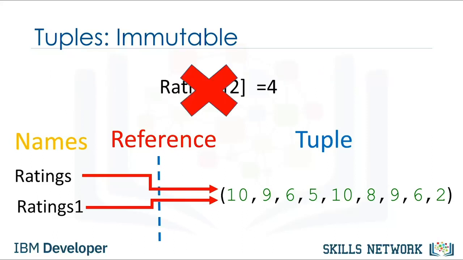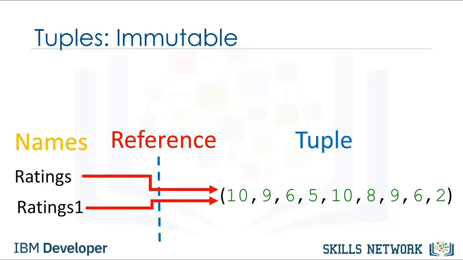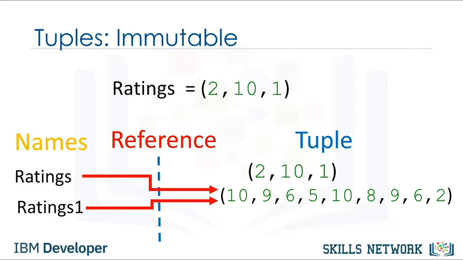Let's say we want to change the element at index 2. Because tuples are immutable, we can't. Therefore, ratings1 will not be affected by a change in rating because the tuple is immutable, i.e., we can't change it. We can assign a different tuple to the ratings variable. The variable ratings now references another tuple.